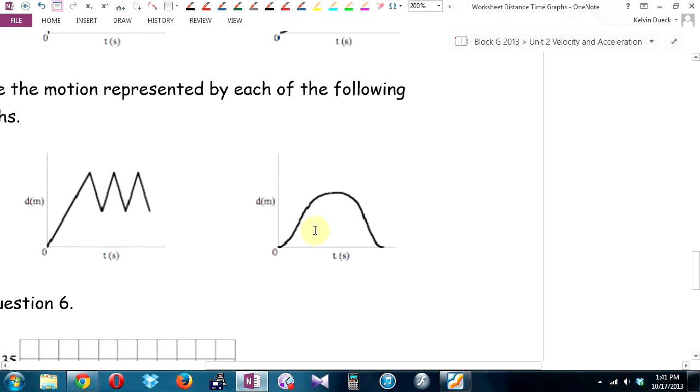Hey, what's happening here? Start off going what direction? Forwards? Speeding up or slowing down?